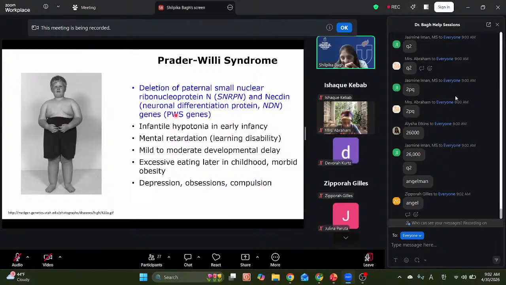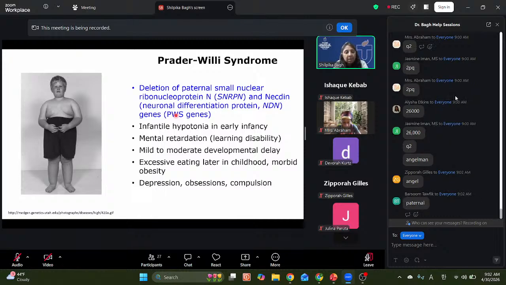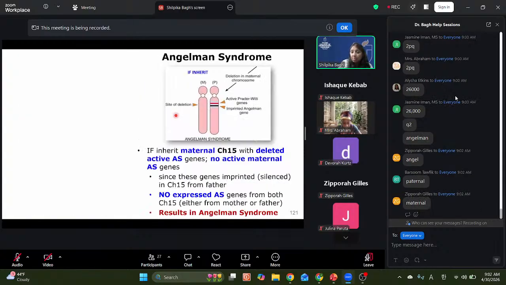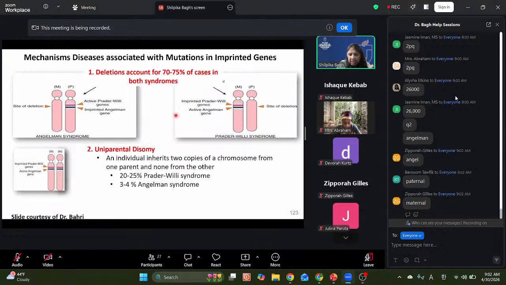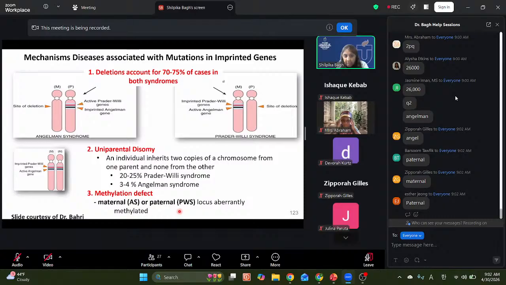So methylation and silencing in Prader-Willi should be paternal or maternal? Methylation, silencing or deletion for Prader-Willi should be paternal or maternal? Paternal. So Prader-Willi and Angelman are clearly distinguished. Look at this, this is what I asked you. Methylation, silencing, or deletion for Prader-Willi is? Somebody said maternal, wrong, please.